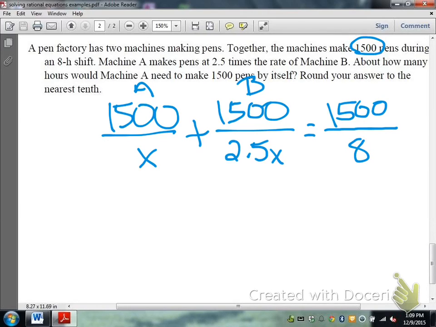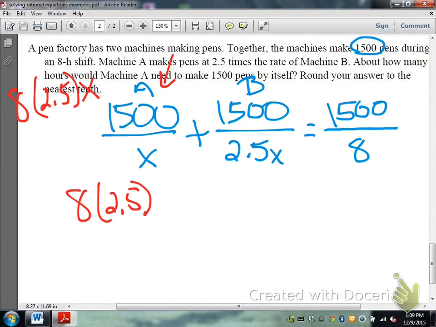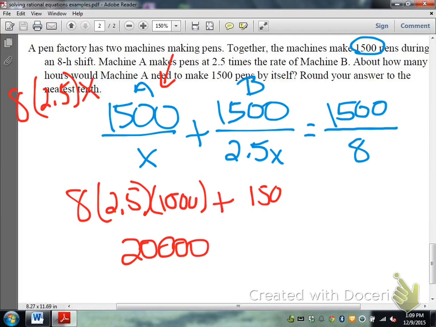Your LCM definitely is going to be 8 and 2.5 and x. When you do this first one for machine A, what does machine A's denominator not have that the LCM does? So it's 8 and 2.5, and then your 1,500 is still there. Isn't that just 20, and then times the 1,500 would be 20,000. Agreed. Your middle term is just the 8.